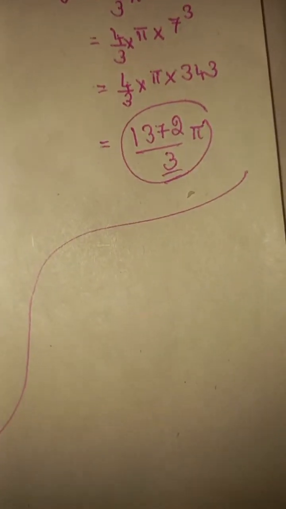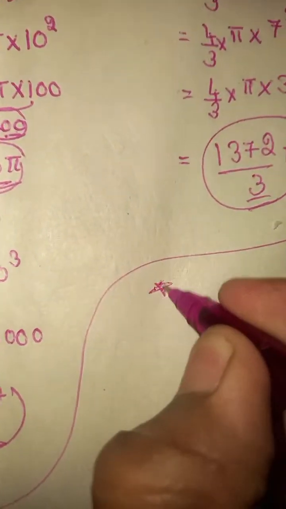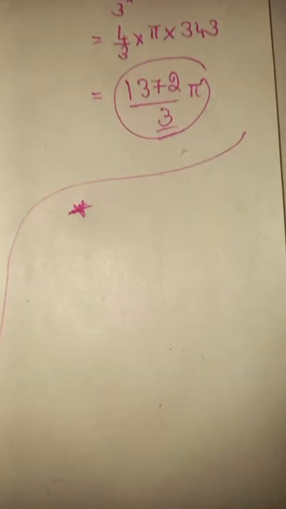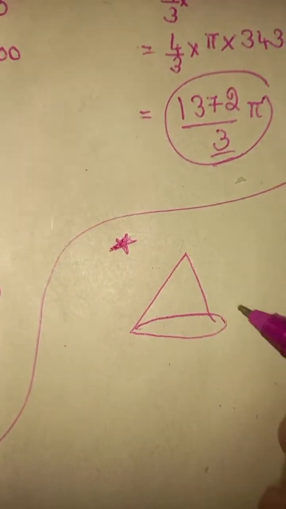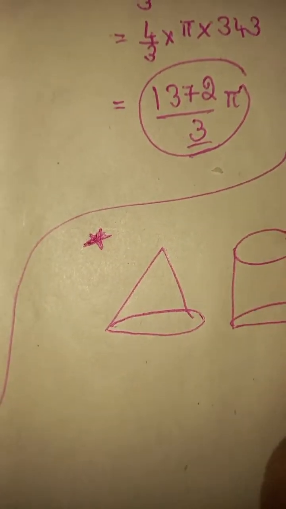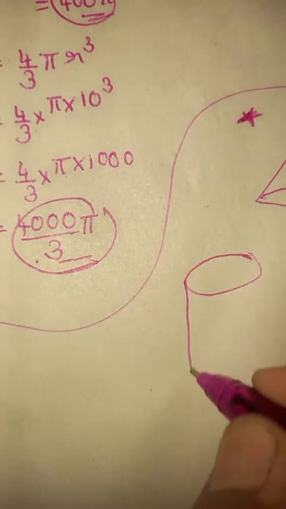Now I'm going to tell how to find out the volume of different 3D shapes. Now I tell how to find out the volume of this cone. If they have given a cone and they have given a cylinder, to find out the volume of a cylinder, you must first take this cylinder.